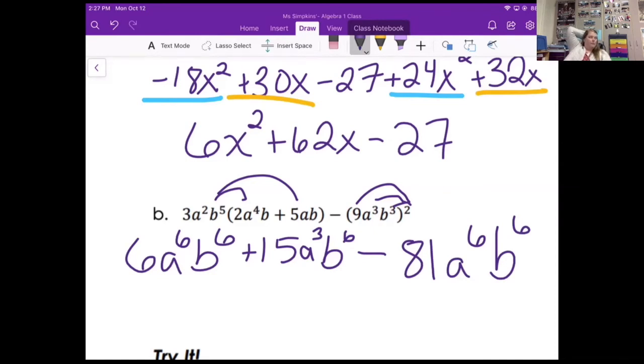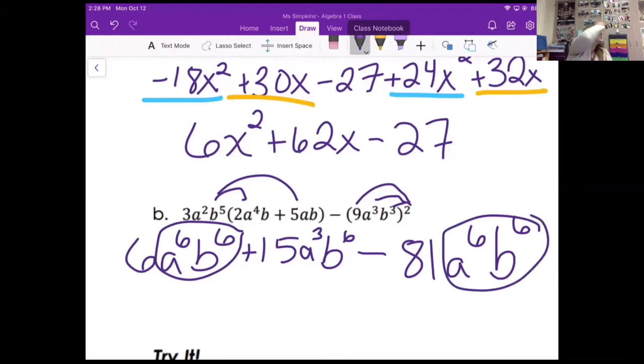Madison? Yes. What can I combine? You can combine 6a to the 6th, b to the 6th with what? Negative 81 a to the 6th. Yes. Why am I only allowed to combine those? Because they have the same exponents. And correct. So although all of them have an a and a b, I can only combine things that also have the same exponents on those variables. So notice how these have a to the 6th, b to the 6th, and these also have a to the 6th, b to the 6th.